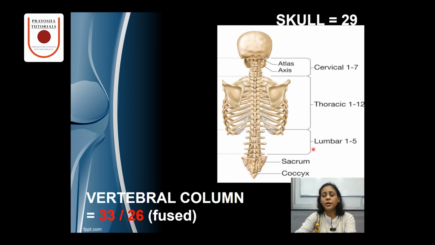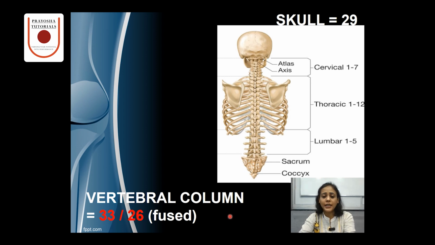Now, how to remember the different vertebral column bones. In the cervical area, we have 7 bones. We have to remember the names of the first 2 bones. One is atlas and the second is axis. Then we have the 12 thoracic bones, 5 lumbar, 1 sacrum, and 1 coccyx bone. The coccyx bone is also called the tailbone. Now, if you see, this total comes to 7, 12, 5, 1 and 1, which is 26.